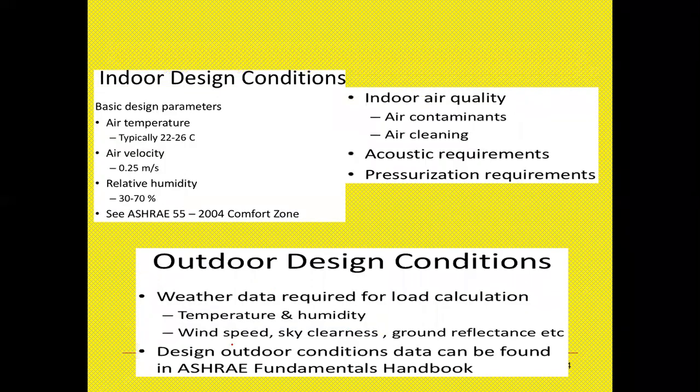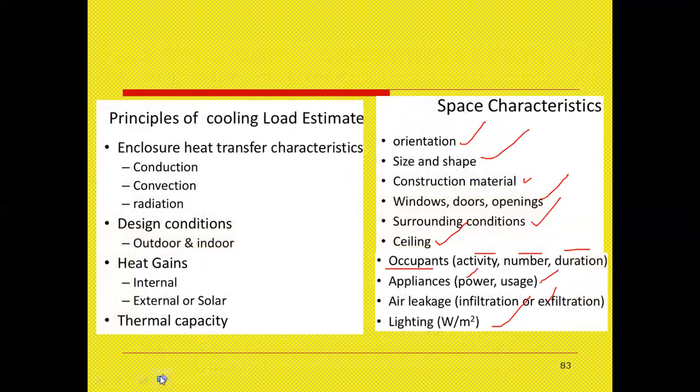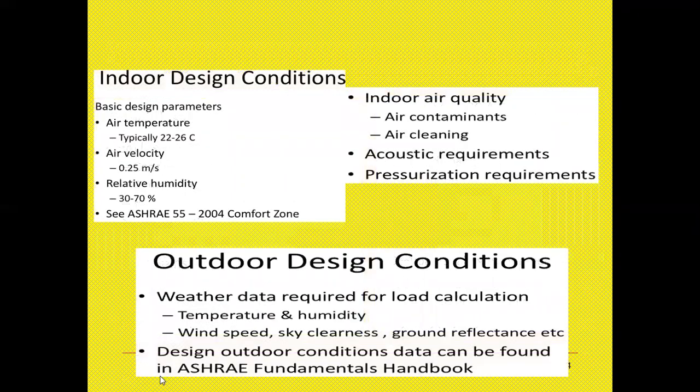Next, coming to the indoor conditions. Here we were seeing the outdoor conditions and the space characteristics. Now it is indoor design conditions. What are the basic parameters we are using for the indoor design conditions? Here the design parameters are air temperature. What is the temperature of the air? Typically we are using 22 to 26 degrees centigrade for indoor applications.